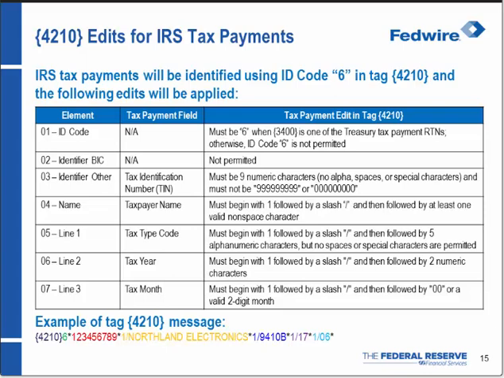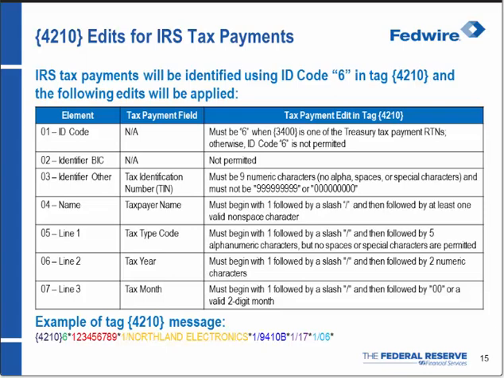And so in this tag, if you're sending to one of the tax payment receiver ABAs, you're going to have to put an ID code of 6 in the ID code element. If you're looking at the table, this table is showing at the far left, these are all of the individual data elements within tag 4210.